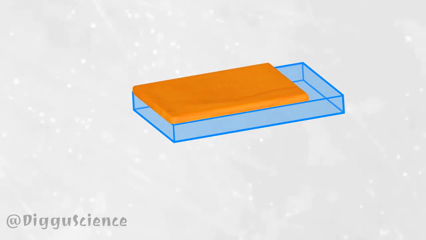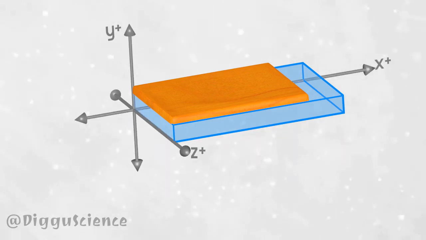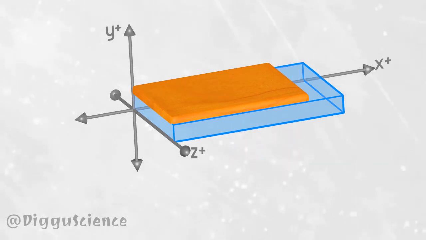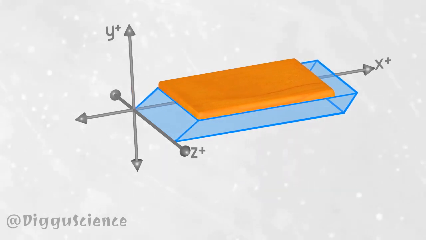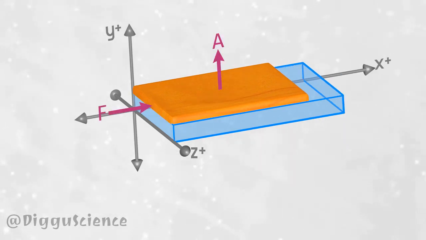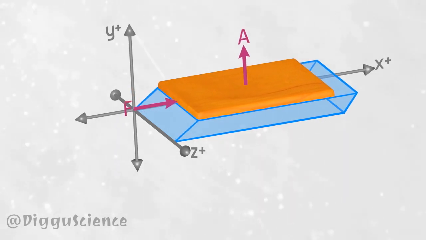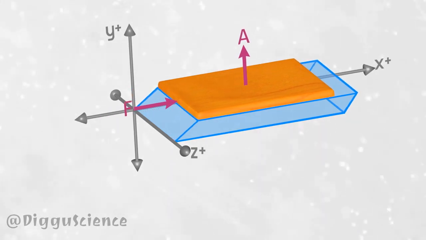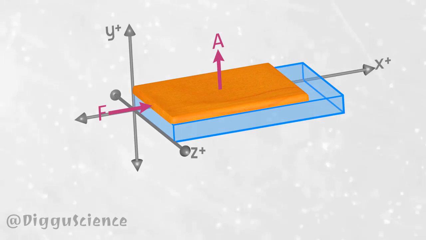A plate is on top of a layer of fluid. When viewed from the front, the long side of the board is on the x-axis, and the vertical axis is the y-axis. When the board is pushed to the right, or in line with the x-axis, the fluid layer will experience shear stress. The direction of the pushing force is towards the positive x-axis, but the normal direction of the surface area of the board is towards the positive y-axis.